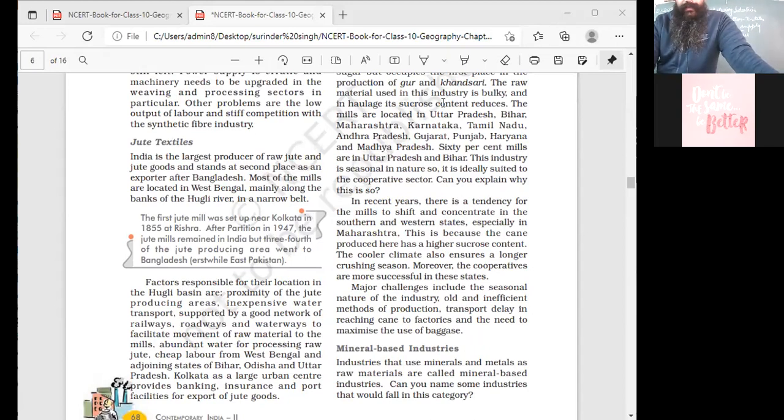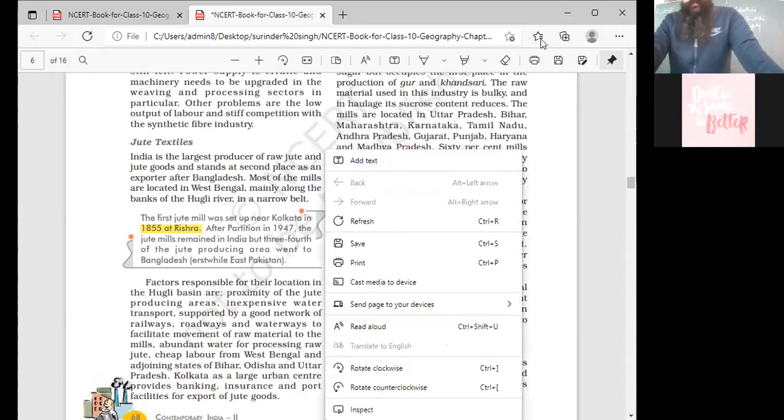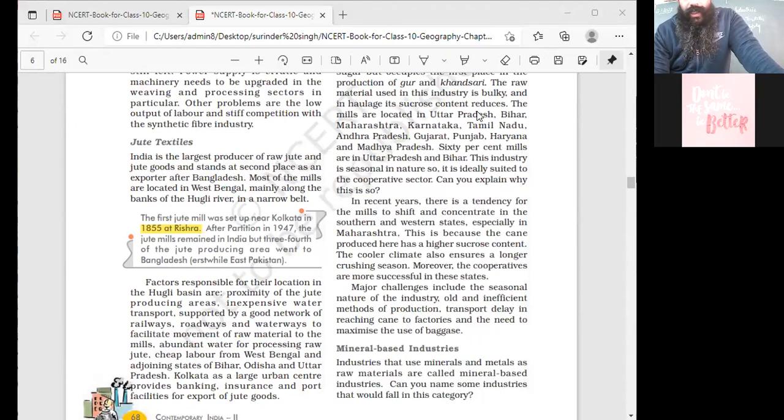India's first jute mill was set up at Rishra, R-I-S-H-R-A, near Calcutta in 1855. Most of the jute mills are concentrated in the Hooghly region of West Bengal. About 70 mills are concentrated in the Hooghly region of West Bengal.